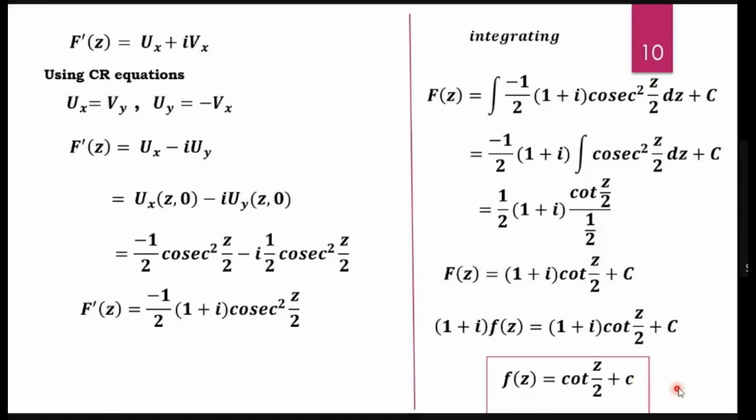ठीक है? You can take it as C1, C2, जैसे भी constant is having. आया समझ में सर्वज्ञ? Did you understand now? I'm dividing throughout by 1 plus I. So last step will be C upon 1 plus I. So C upon 1 plus I is also a constant. So I have replaced that capital C by small c, where small c is capital C upon 1 plus I. Okay. Yes. So we'll go to the next question.